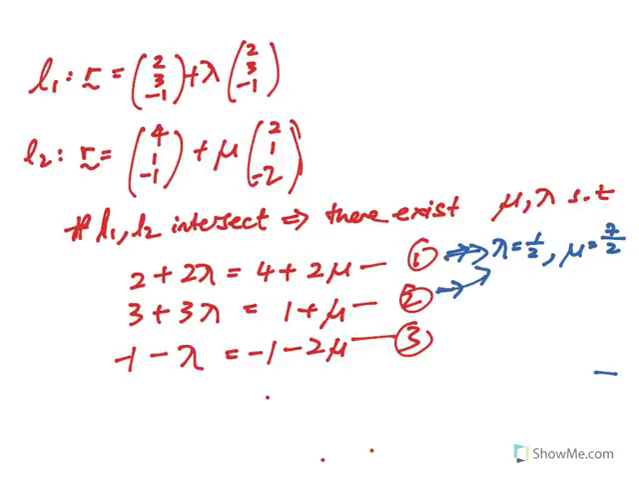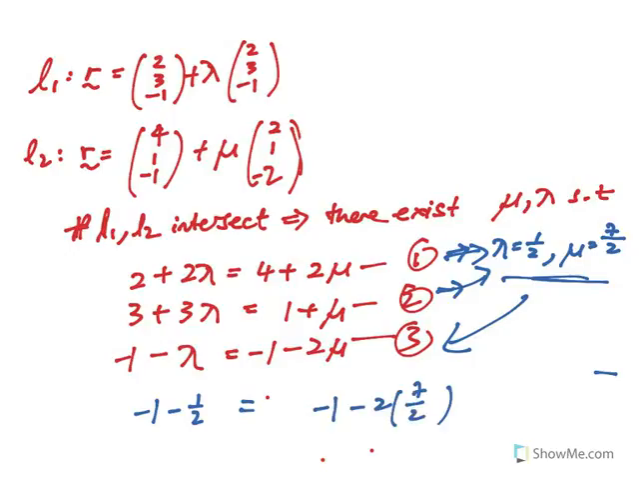I use equations 1 and 2 and I get this answer. When I sub into 3, the answer doesn't satisfy. You can see the left hand side, if I put negative 1 minus half, and the right hand side, negative 1 minus 2, 7 over 2, they are not equal. Okay?